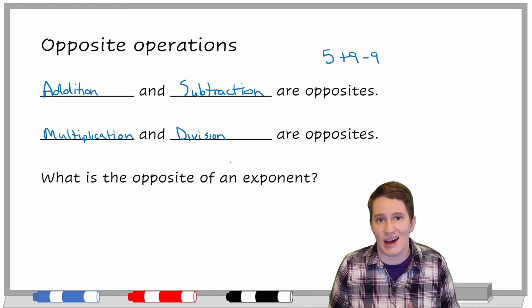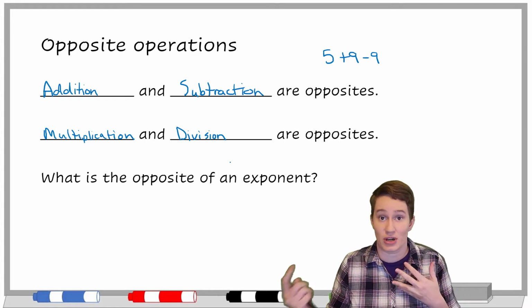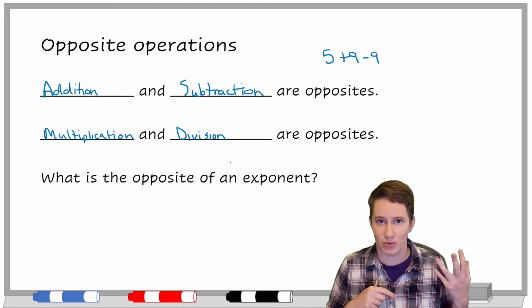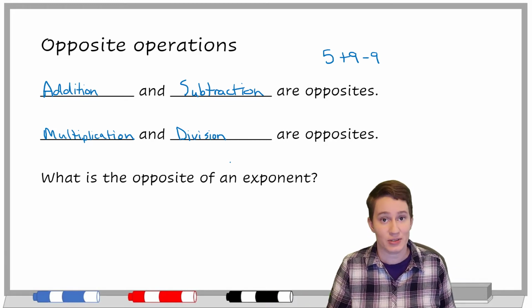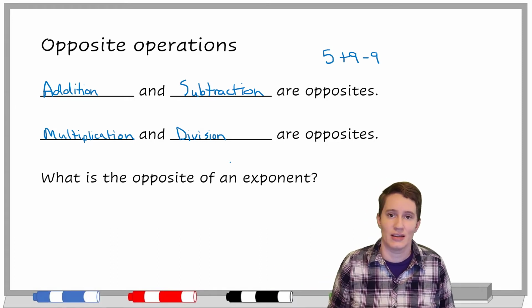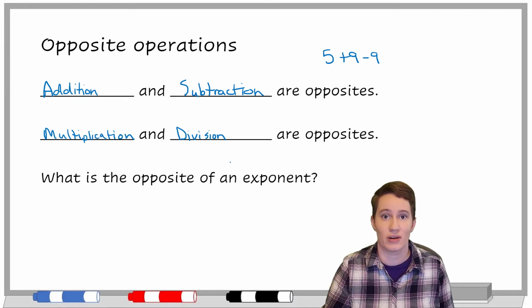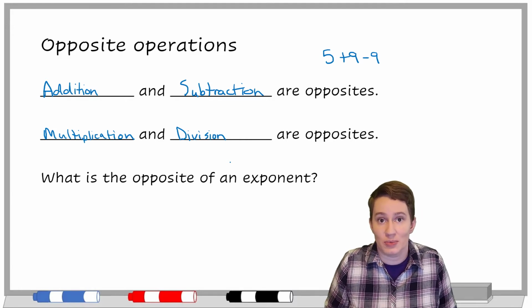We like to have opposite operations. So we have one for addition, we have one for subtraction, which is addition. We have one for multiplication, we have one for division. So last time we talked about exponents. If we think of exponents as an operation, that having a squared or a cubed or whatever it is, that is telling us to do something, which is what an operation is, then what's the opposite of that? How do we undo an exponent?